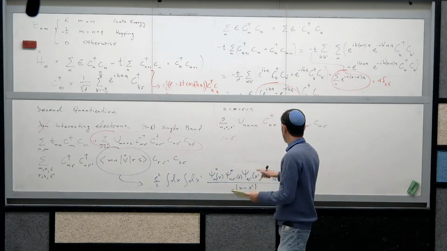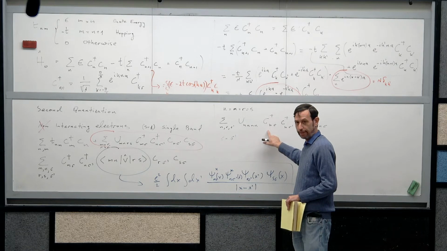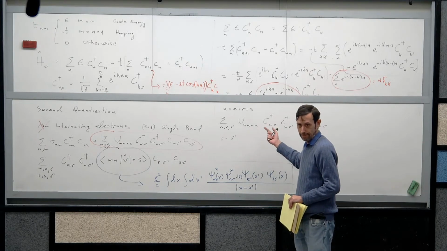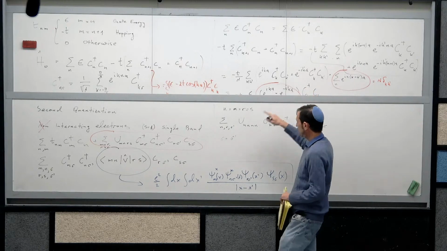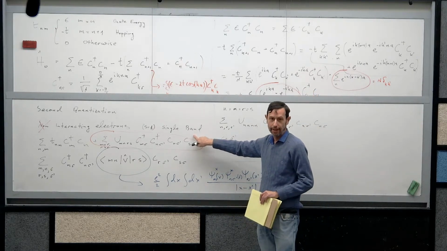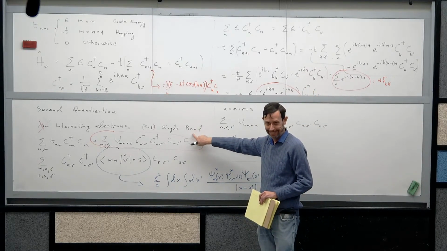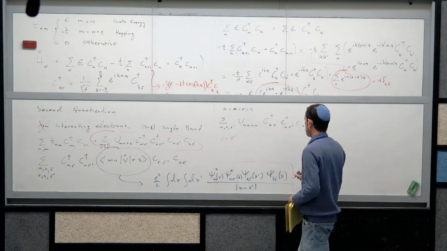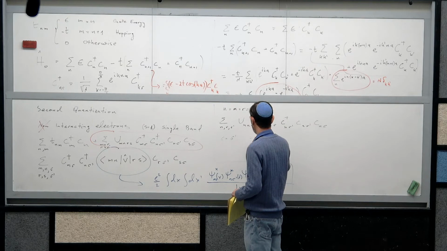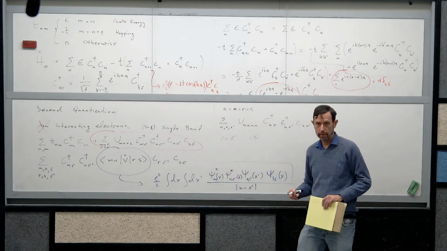But I'm writing down this term in position space. I'm still working with this definition. Before, I didn't use yet the Fourier transform here. Okay? So, it's equal 0.